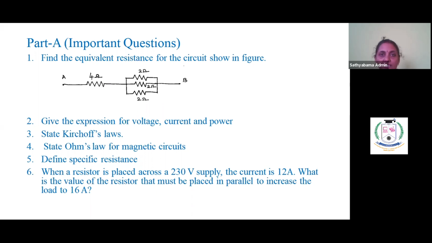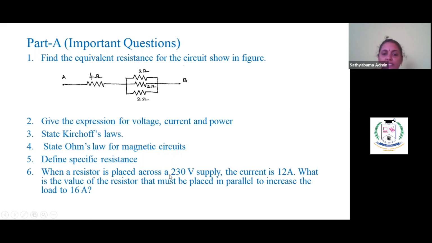Specific resistance is represented by rho, right? We have already studied it in the basic definitions. So based on that, you can write the specific resistance value. Next, when a resistor is placed across 230 volts, in the 2 mark questions you will definitely be getting some small problems. So be thorough with the concepts, or put together a small formula sheet and go through it, such that you can solve these without deriving any expression.